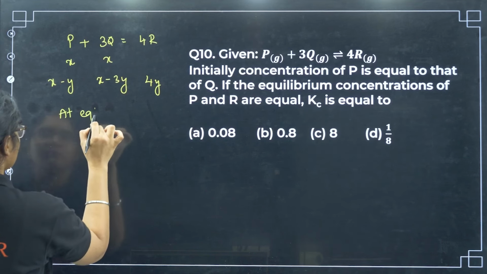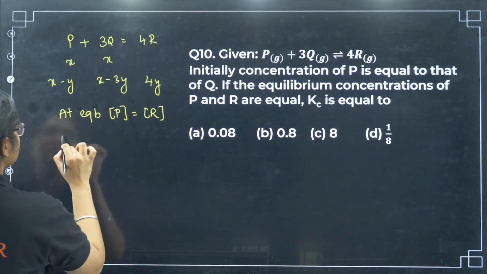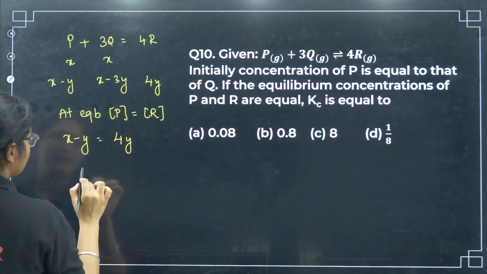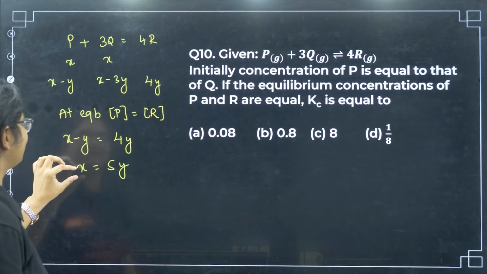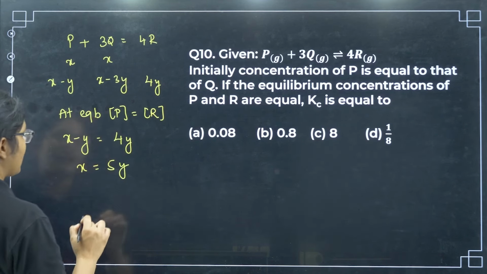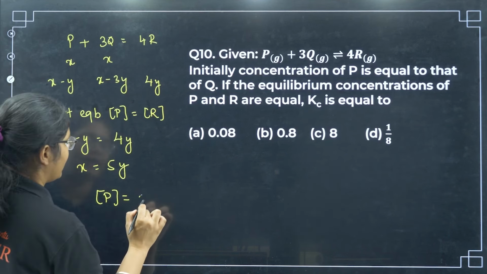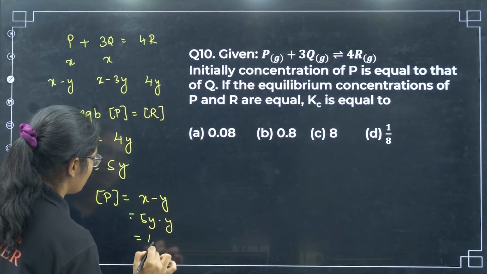Now what is given in the question? At equilibrium concentration of P and R are equal. So if I just substitute X minus Y is equal to 4Y, right? So I can get here X is equal to 5Y. Okay, I will get X is equal to 5Y. Now can I calculate all the concentrations? What is P concentration at equilibrium? X minus Y, right? So that is 5Y minus Y, 4Y.